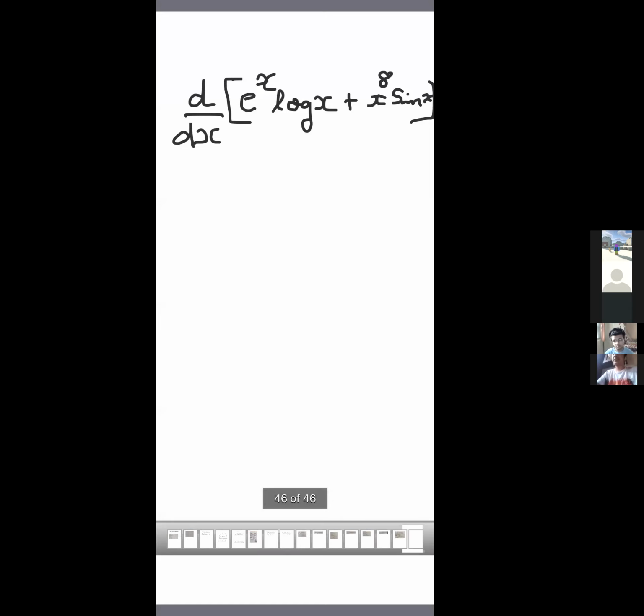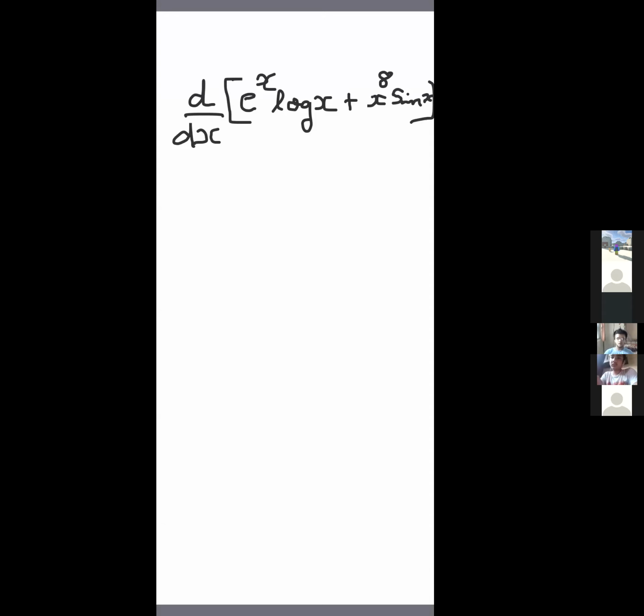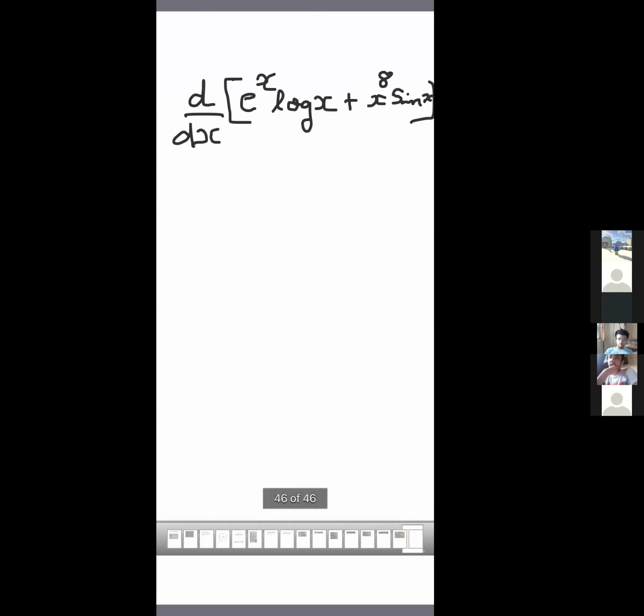I'll give every one of you at least 30 seconds to 1 minute more, and then I will show it to you. Now, this is a combination of addition plus product rule.